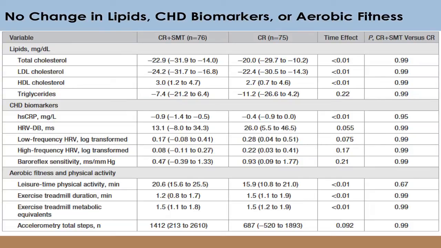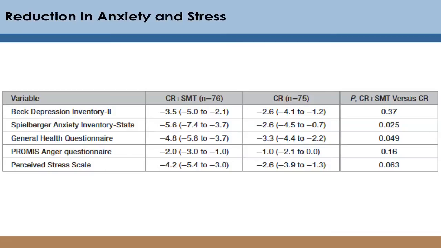Let me start off by showing what happened to lipids, cardiovascular disease biomarkers, and aerobic fitness. Not much of a change. So not much happened there. They both had the same cardiac rehab, so the intervention on stress did not affect those biomarkers. On the other hand, anxiety and stress went down very nicely. You can see here the various scales that they use. I'm not going to belabor the minor differences between them, but overall, anxiety and stress were nicely reduced by this intervention.